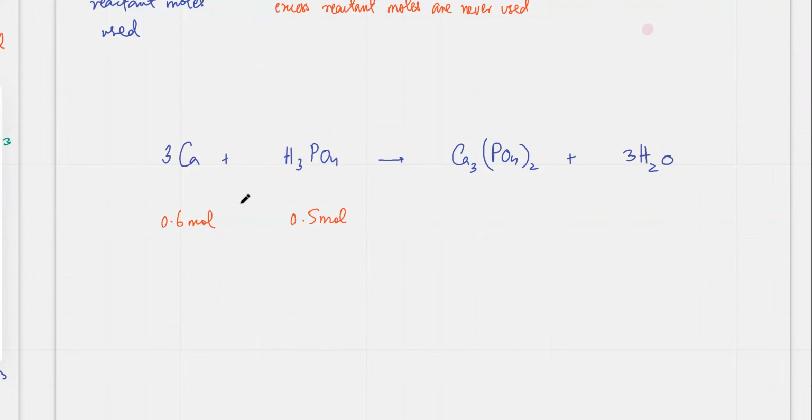Can you tell me which one is the wrong quantity? Which one has been added more than the required amount, or in excess? Calcium or phosphoric acid? Just make a random guess first.